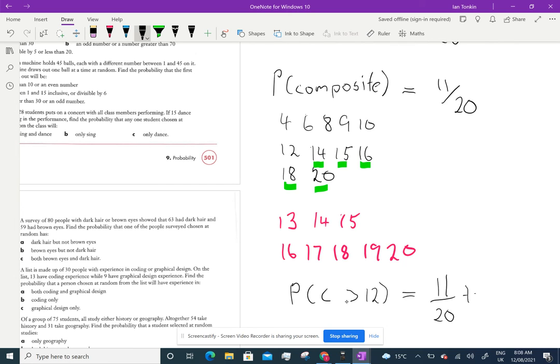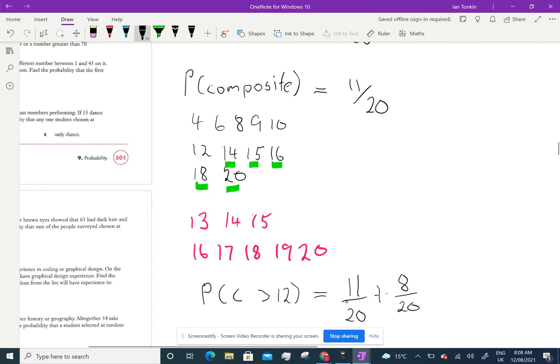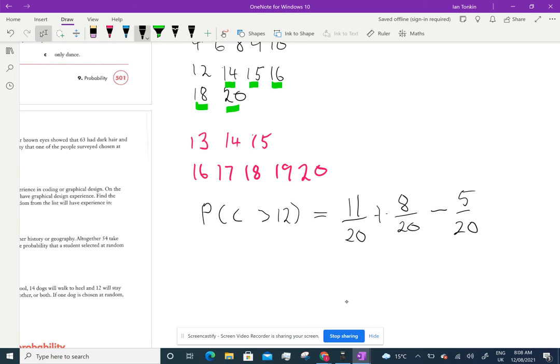1, 2, 3, 4, 5, 6, 7, 8. 8 on 20. And I'm going to minus the ones that I've counted twice. Well, there's 5 of those. And that's going to give me 11, take the 8 from the 5, 3, 14 on 20.